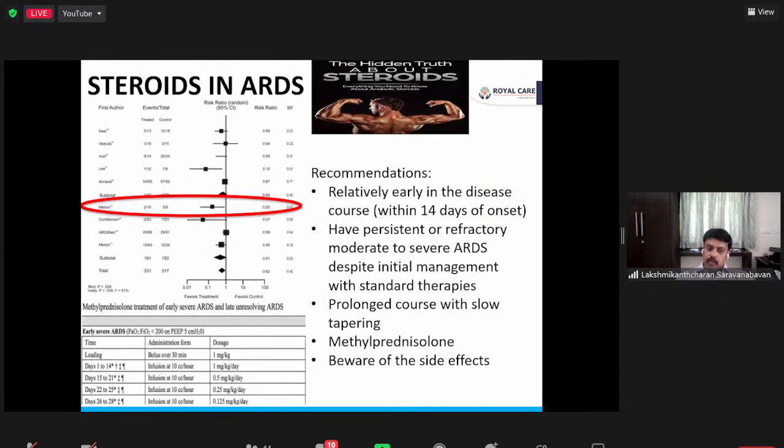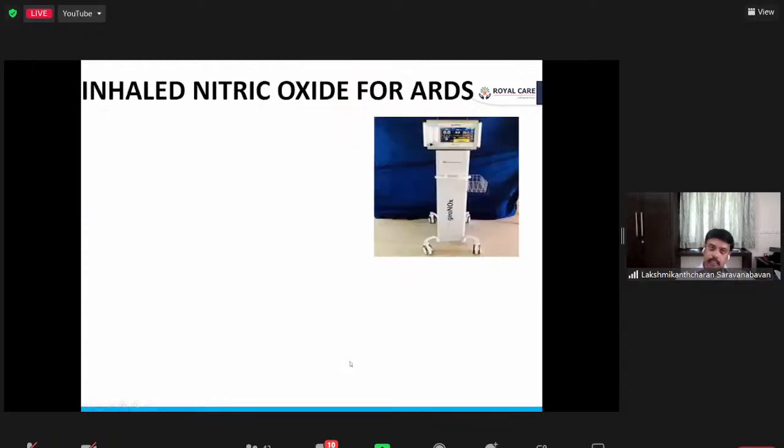So what dose do you use based on this Meduri trial? Loading dose, we give 1 mg per kg. For the first 14 days, 1 mg per kg per day. From day 15 to 21, 0.5 mg per kg per day. Day 22 to 25, 0.25 mg per kg per day, and from 26 to 28 you come down to a further lower dose and stop. So this slow and prolonged course of tapering is important in these patients.